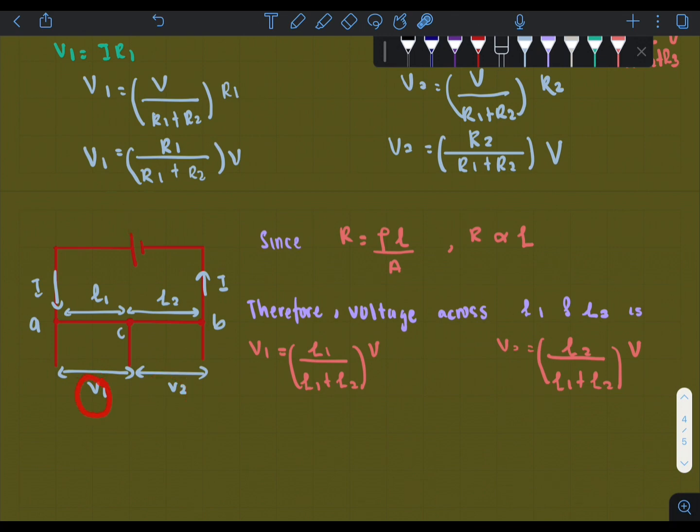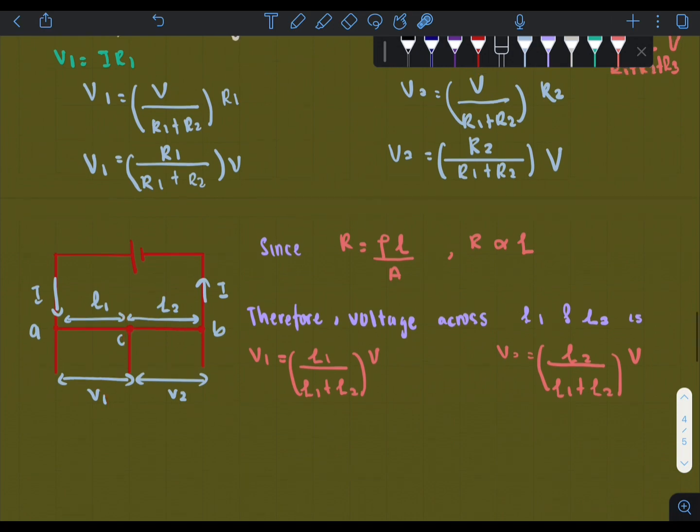So, boleh dapatkan V1 across L1 ini menggunakan equation yang sama konsep, iaitu V1 will equal L1 over L total, which is L1 plus L2, multiplied with V total. If you want to find V2 pula across length yang kedua ini, L2 bahagi dengan L total, which is L1 plus L2, multiplied with the V total. So this is for potential divider.